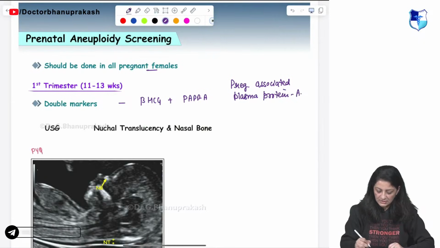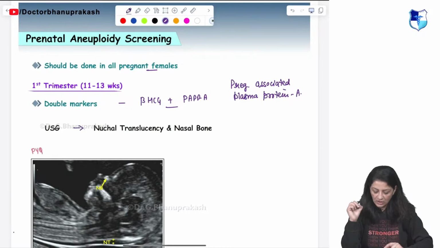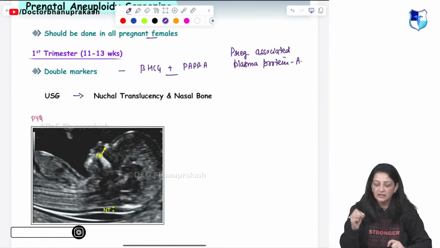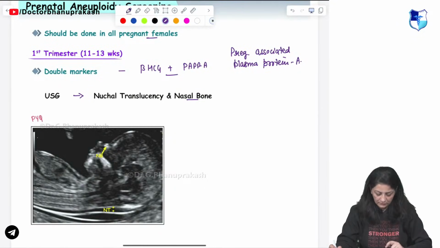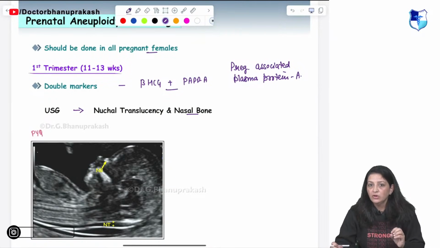So these are called the double marker test, plus ultrasound. In ultrasound, we have to check nuchal translucency and nasal bone. Normally we do screening especially for Down syndrome. There are other syndromes also, but we are doing it especially for Down syndrome.